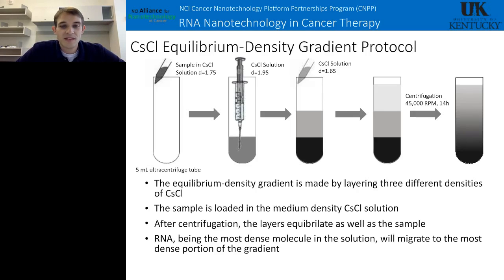RNA is the most dense molecule in the solution compared to the proteins and so on. In your solution, you'll have proteins, you'll have salts, and you will have rNTPs from the transcription mixture that didn't get incorporated into the RNA, and then you'll have dNTPs as well, because the DNA template will be degraded by DNase after your transcription. So RNA will be the most dense molecule in your solution, and it will migrate to the most dense portion of the gradient, which is the bottom.